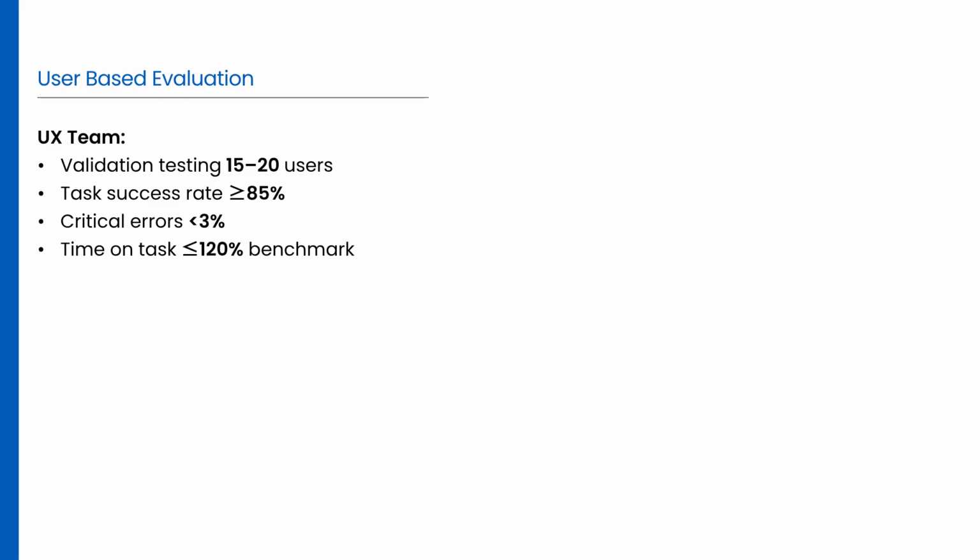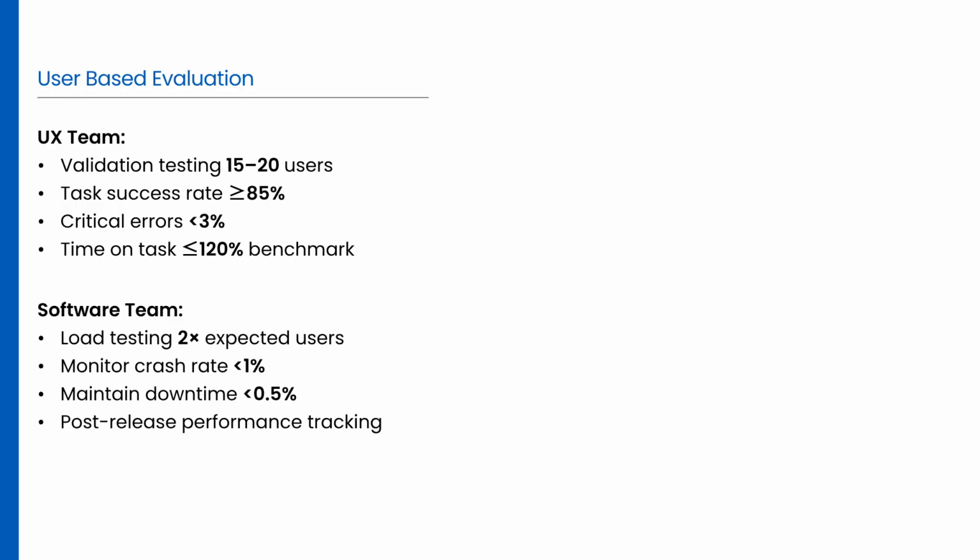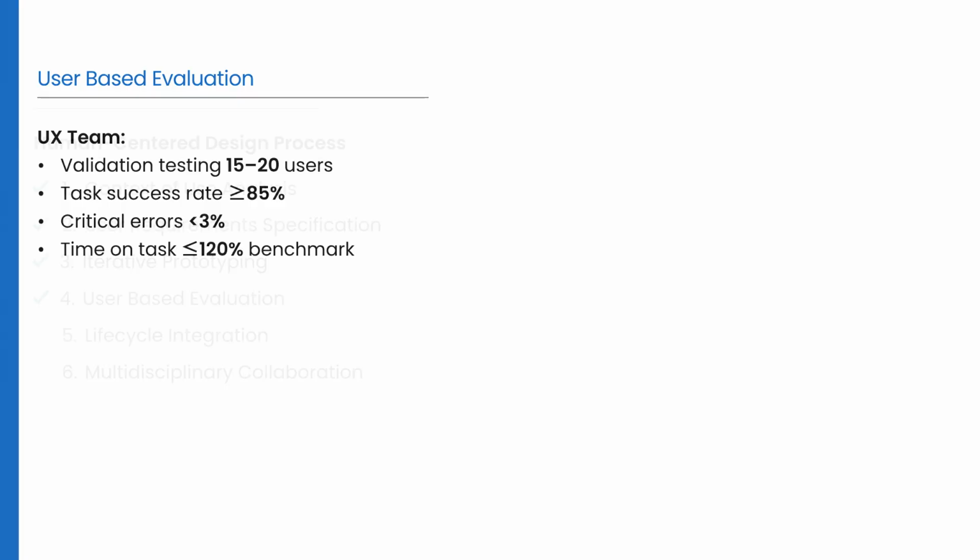The software team must conduct load testing at twice the expected user capacity to ensure system stability under stress. After release, the team must continuously monitor system performance. The crash rate must remain below 1%, and system downtime must be maintained below 0.5% to ensure reliability and consistent user experience.